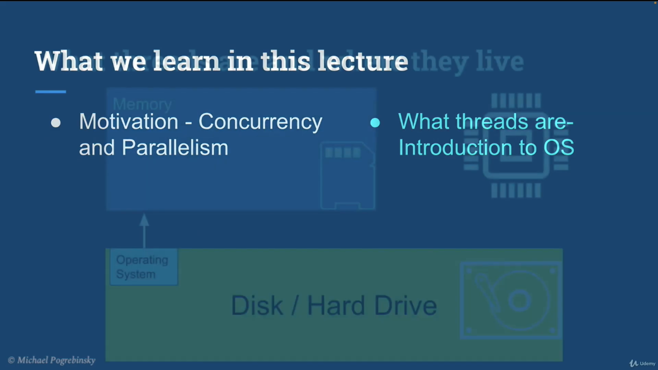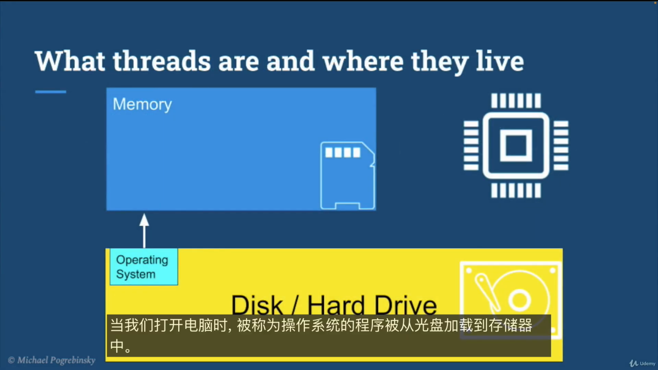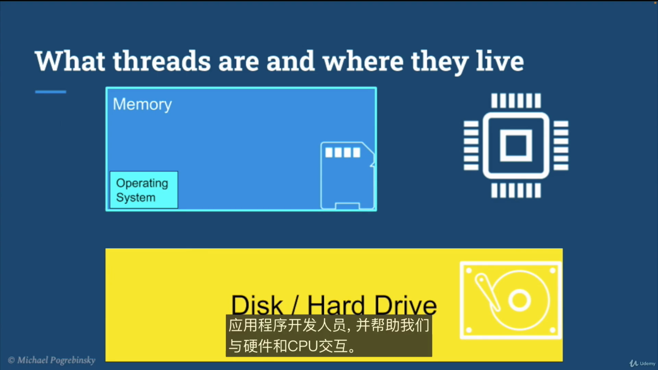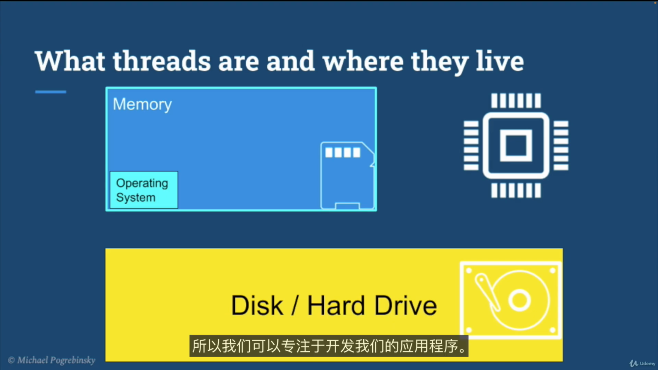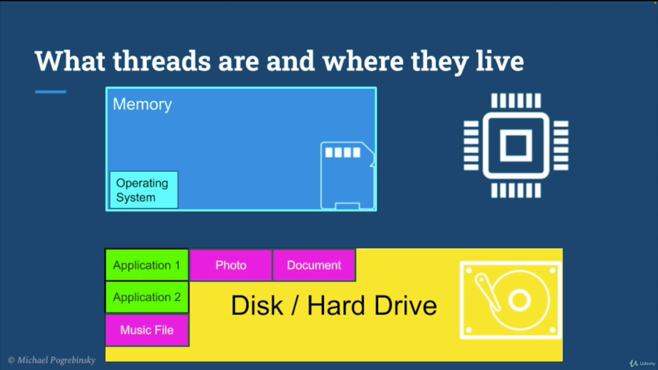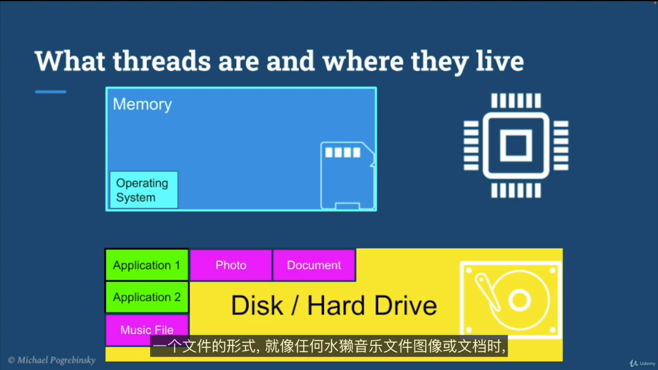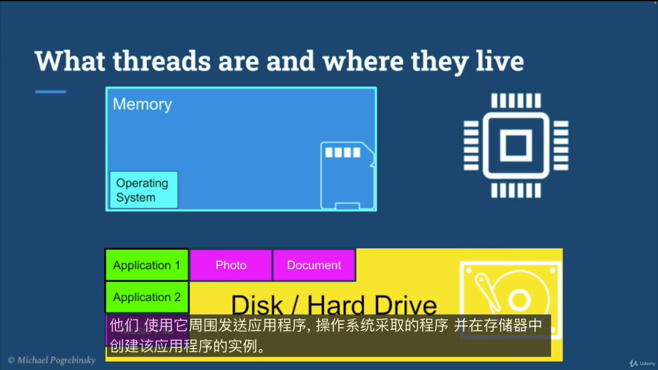Now let's have a short introduction to operating systems fundamentals to put things in the right place and understand what threads actually are. When we turn on our computer, a special program called the operating system is loaded from the disk into the memory. The operating system takes over and provides an abstraction for us, the application developers, and helps us interact with the hardware and the CPU so we can focus on developing our apps. All our applications, such as the text editor, a web browser, or a music player, reside on a disk in the form of a file just like any other music file, image, or document. When the user runs an application, the operating system takes that program from the disk and creates an instance of that application in the memory.